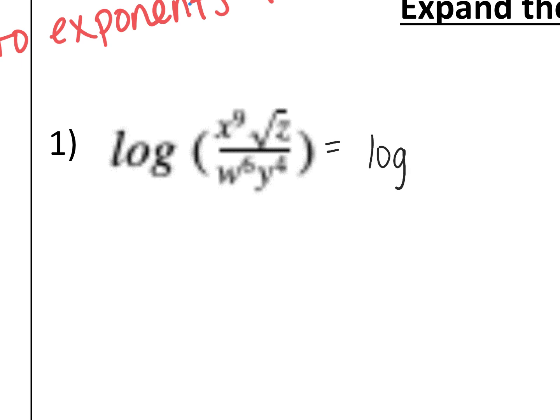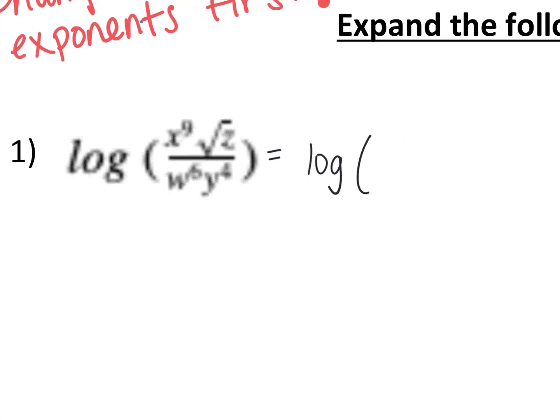So I write log. What's my base on this one? Invisible 10. I don't need to write that, so just leave it off. It looks like on top I have x to the 9th times z to the 1/2. Good, because it's square root of z. And then on bottom I have w to the 6th, y to the 4th. So that is now the problem I'm dealing with. I got rid of that root, so now I know how to deal with this.